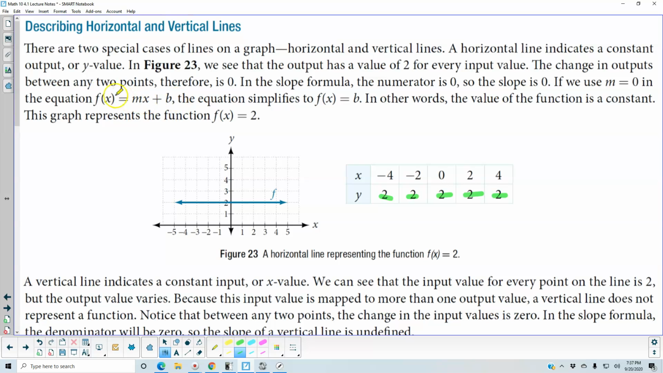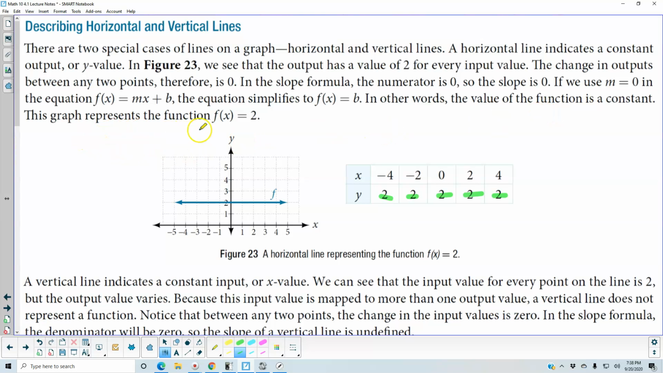Now the change in outputs between any 2 points, therefore, is 0. In the slope formula, the numerator is 0, so the slope is 0. If we use m equal to 0 in the equation f of x equals mx plus b, the equation simplifies to f of x equals b. So in other words, the value of the function is a constant.